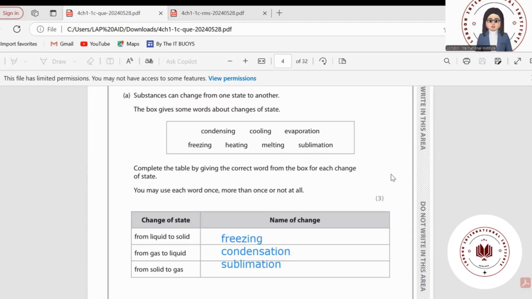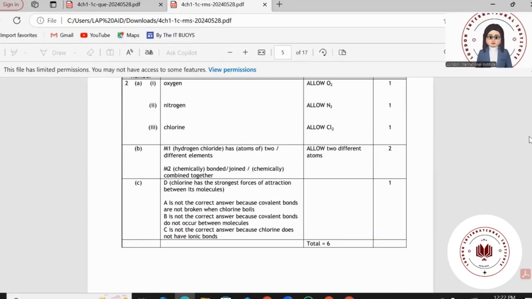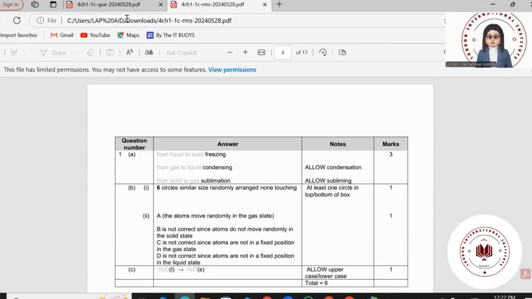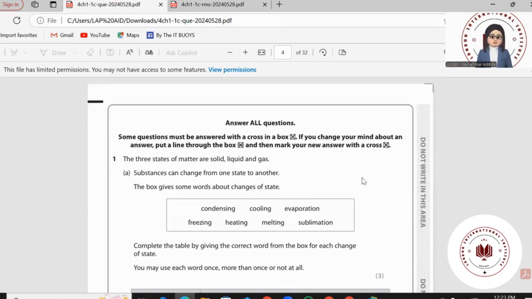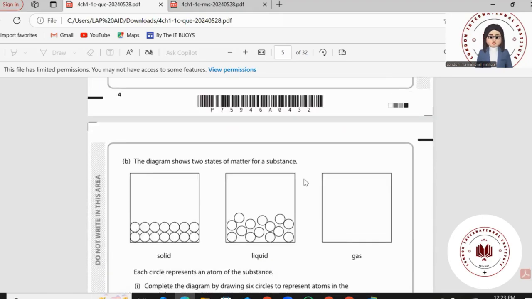Now let's check it with the marking scheme. Freezing, condensing, sublimation. See, in the notes they wrote allow condensation, allow sublimation. Let's go to the next question.